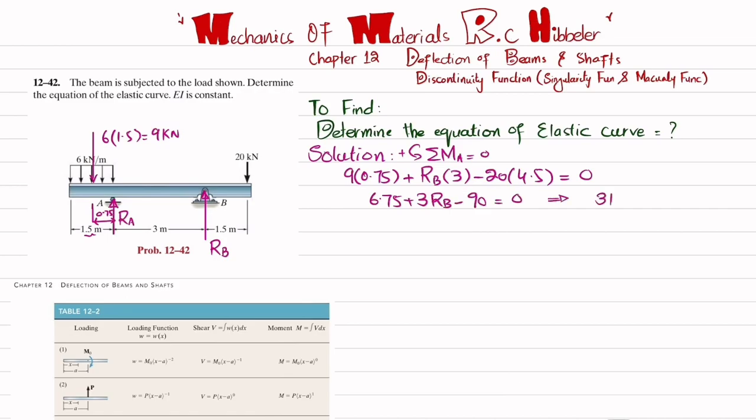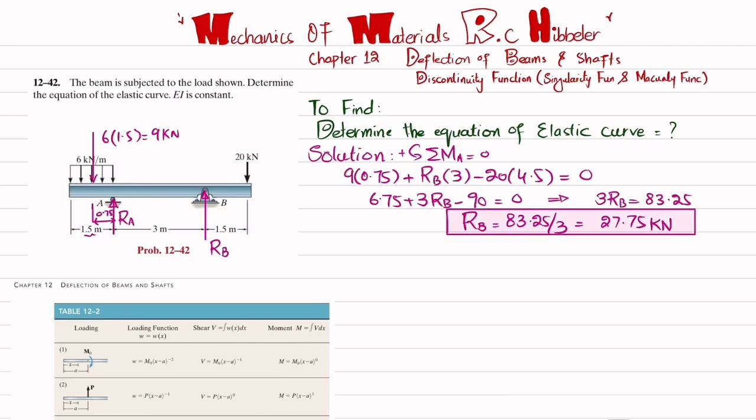So what we will get is 3 RB will be equal to 83.25, and if you divide by 3 on both sides, 83.25 divided by 3 will give you 27.75 kilonewton. So this is the value of RB.